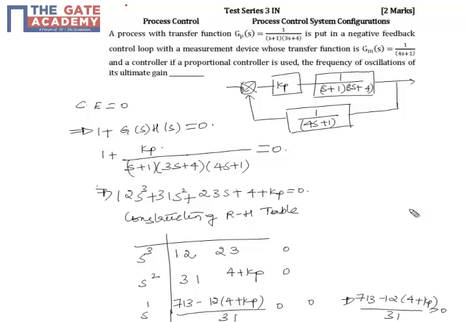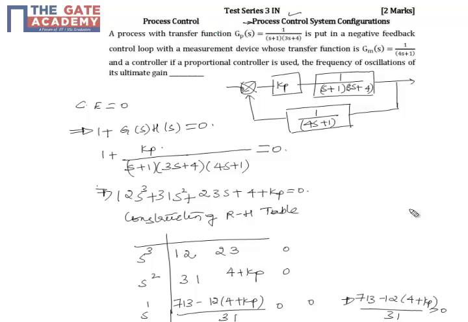Moving on to the next question, which is asked in test series 3 for IN stream. It is from the subject process control, and it is for 2 marks, basically fill in the blanks type, and it is from the topic process control system configurations. So here we will analyze the question.